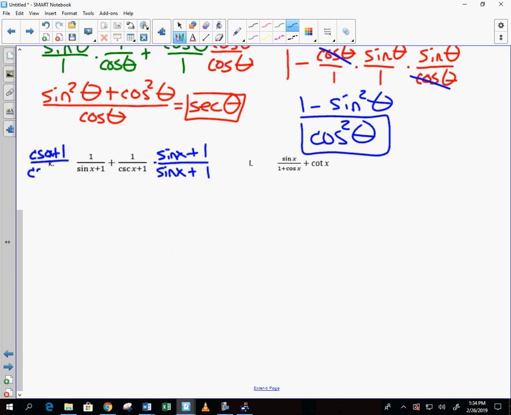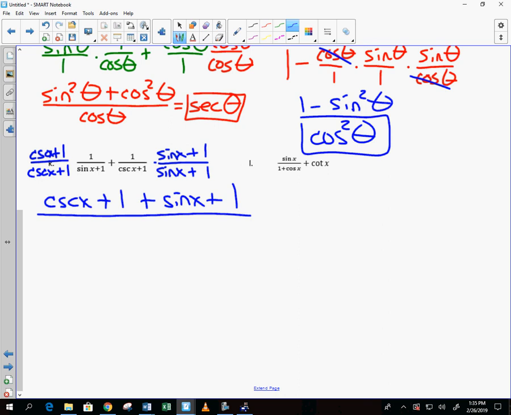And Noah's surprised myself. So we're going to multiply top and bottom by cosecant of x plus 1 over cosecant of x plus 1, and the other side by sine of x plus 1 over sine of x plus 1. Cosecant of x plus 1, right? Plus sine of x plus 1, right? And we could combine the 1 and the 1 to make 2, right? We could.